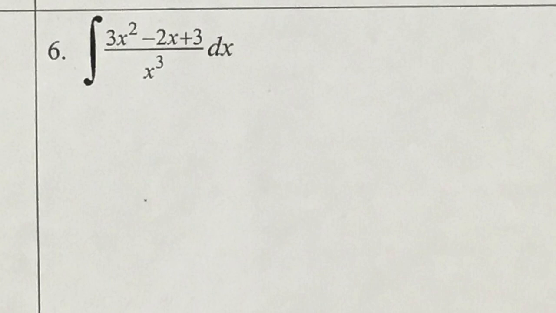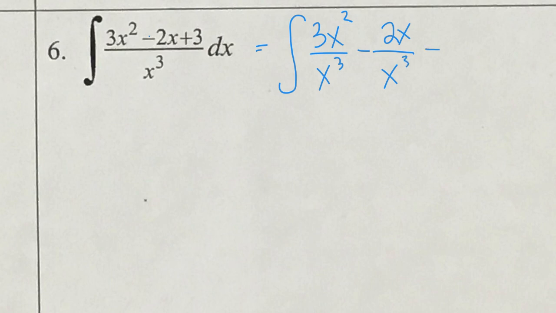Okay, there's a little rule in 5th grade that says if we have a sum in the numerator under a single denominator, we can separate this into 3 separate fractions. So we can do 3x squared over x cubed minus 2x over x cubed plus 3 over x cubed dx. That is perfectly mathematically legal to do, because now I'm just going to simplify my exponents like you did in Algebra 1 and also Algebra 2.